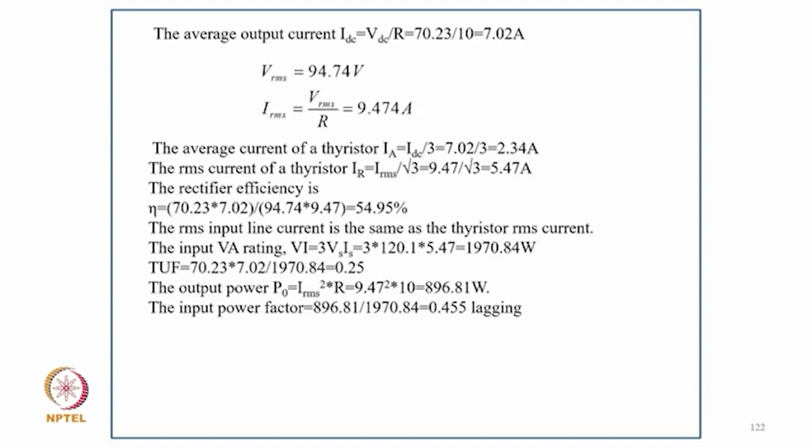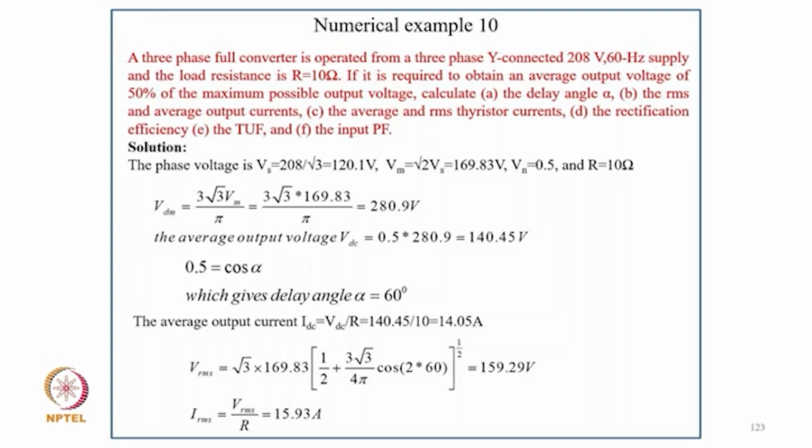output power divided by input power, that is 54.95%, and RMS input line current is the same as thyristor current. So input VA rating is 3 Vs Is, that becomes 1970.84 VA, and the transformer utilization comes to 0.25. Output power is Irms squared R, that becomes 96.81, and input power factor is power upon VA, that is 0.455 lagging.